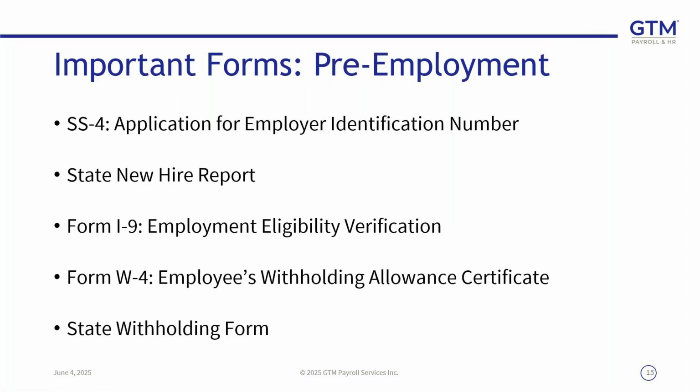Thanks, Trevor. All right, so let's talk paperwork. So here are some of the forms needed as a household employer. The SS-4 will be needed to apply for an EIN, which can also be done online as well.